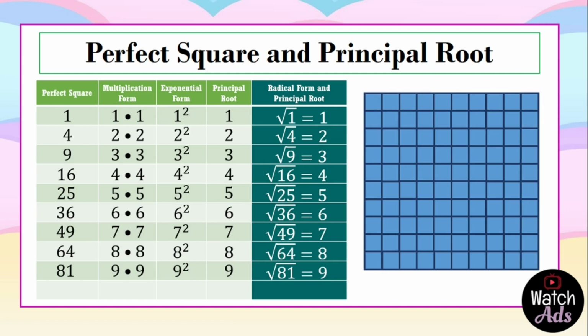And lastly, we have 100 small squares that also make a perfect square. Now 100 is a perfect square. In multiplication form, we have 10 multiplied by 10. In exponential form, we have 10 squared. The principal root is 10, and in radical form, the square root of 100 is equal to 10.